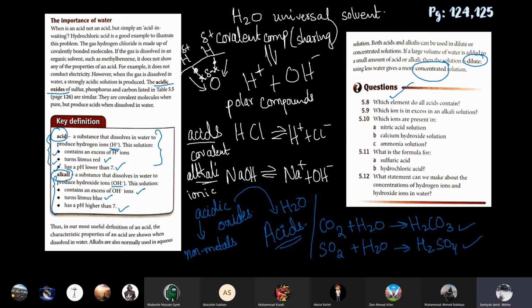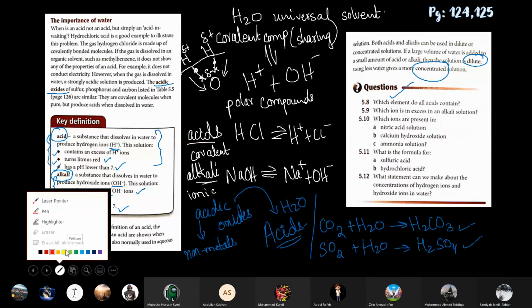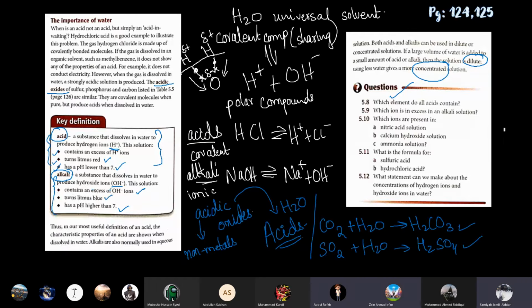What is a dilute solution? A dilute solution is something which is dissolved into a solvent. It has a small amount of solute and a large amount of solvent. Less solute and more solvent, so it's a dilute solution. If it is a dilute acidic solution, there will be less acid in it and more water. And if it is a concentrated solution, there will be more acid and less water.